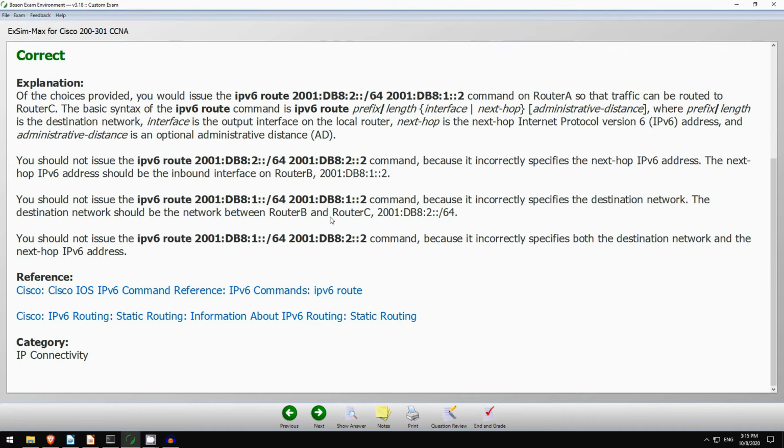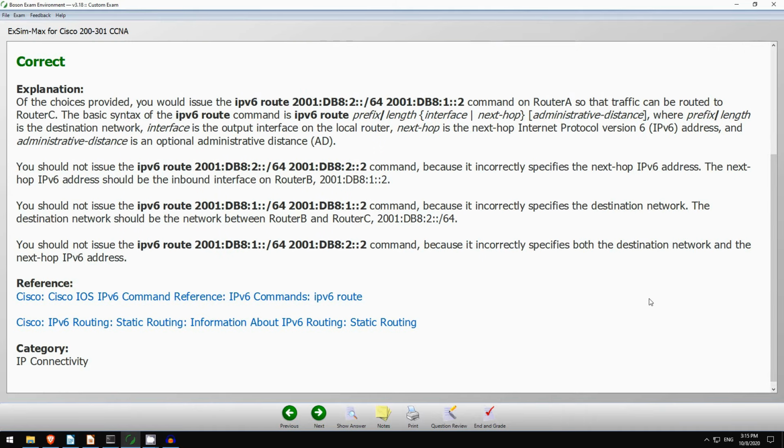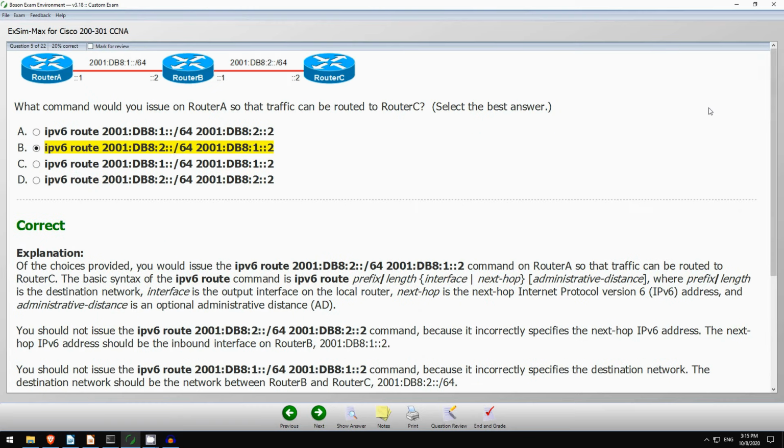So here is Boson's explanation. You can pause the video here to read that. Also notice there is some Cisco documentation included. This is available free online, and it's a great study resource. And also it shows you which category of the exam topics this question is from, and it is from IP connectivity. Okay, so that is an example question from Boson ExSim for CCNA.